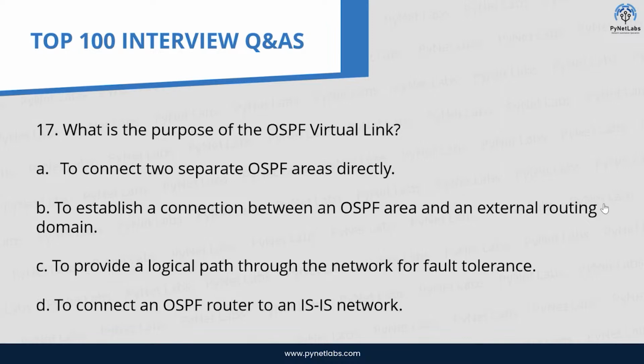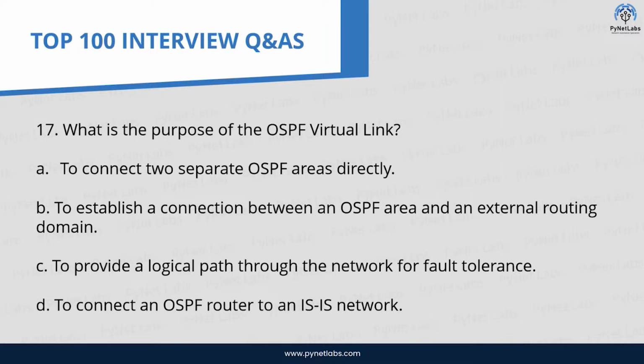So technically, if you will see the points or the options given here, the first is to connect two separate OSPF areas directly. Okay, second says to establish connection between OSPF area and external routing domain. Fine. Third point says to provide a logical path through the network for fault tolerance, or to connect OSPF router to an ISIS network. So guys, what do you think? Which is going to be the correct answer for this, that virtual link?